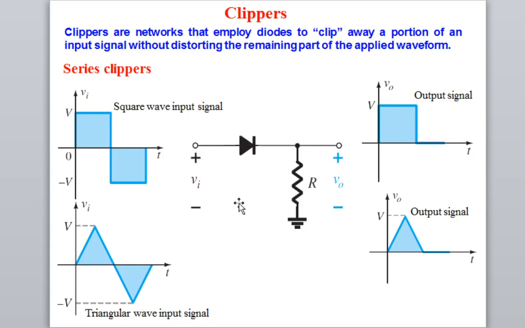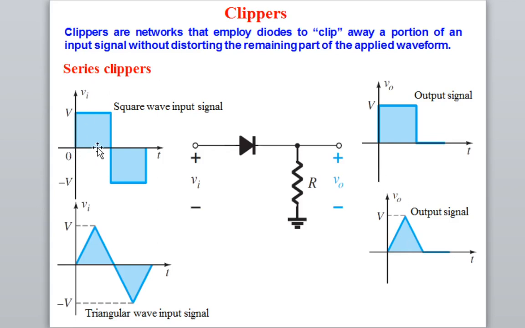Similarly, if you have a triangular wave, the same principle applies, 0 to plus V, 0 to minus V. During the positive half cycle it will conduct and give a triangular wave, and during the negative half cycle it will not conduct, so it will clip the negative portion, and you will get this output. If a square wave signal is there, you will get this output from the clipper. If you have a triangular wave, then you will get this output from the clipper. So this is a simple series clipper, and in it we are clipping the negative portion. That is why this is also called a negative clipper.